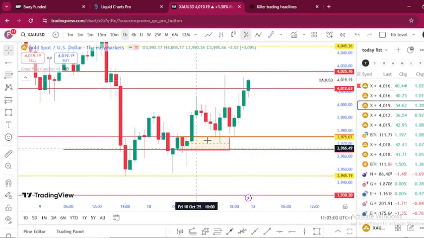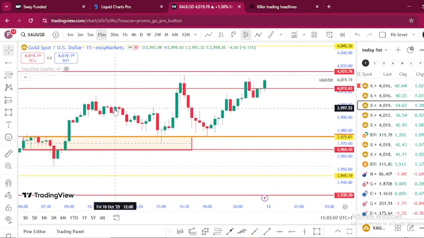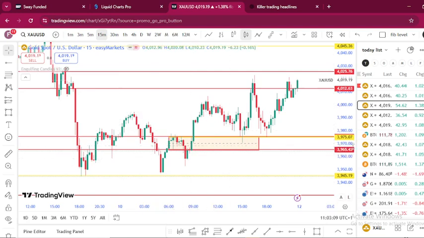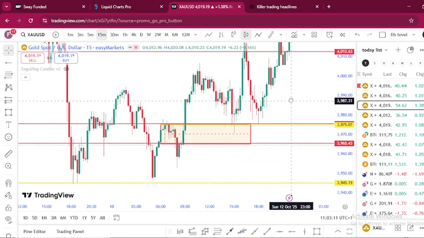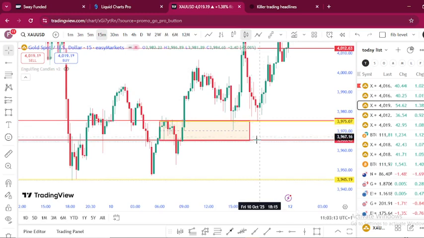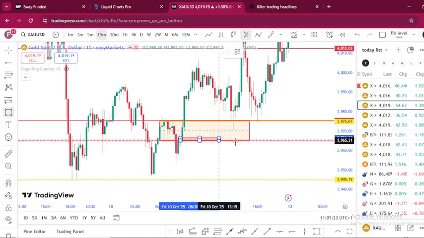Once you've drawn the box on 1 hour, you can use 15 minutes for your entry. So while inside this box, you are also going to look for engulfing sell or engulfing buy. You mark it and keep. An engulfing buy is here.